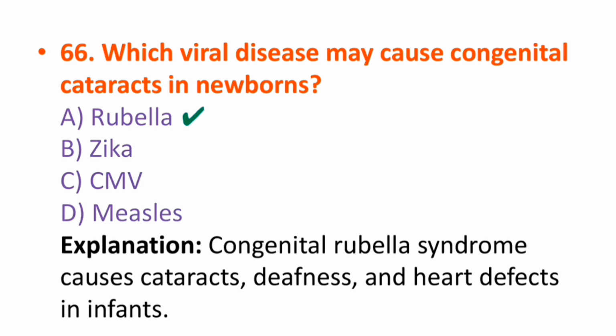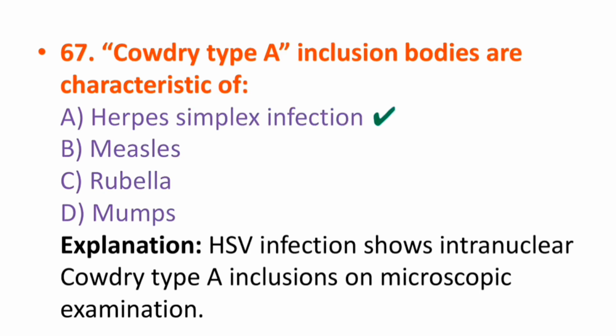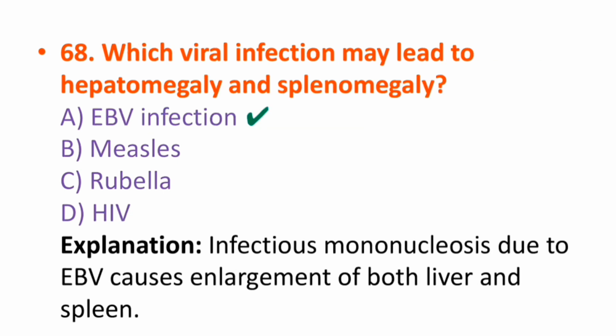Viral infection that causes congenital cataracts is rubella. Cowdry type A inclusion bodies are characteristic of: option A, herpes simplex virus infection; option B, measles; option C, rubella; option D, mumps. The correct answer is option A, herpes simplex infection. HSV infection shows intranuclear Cowdry type A inclusions on microscopic examination.